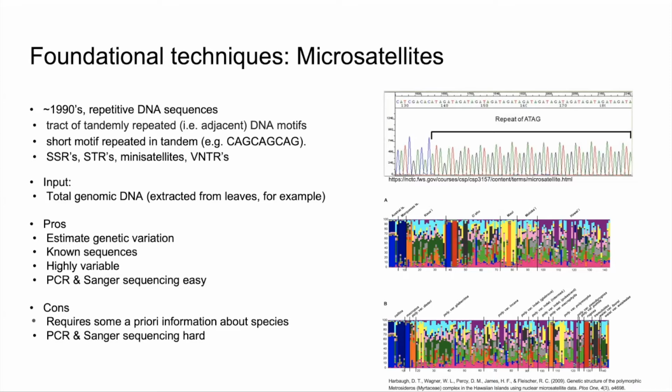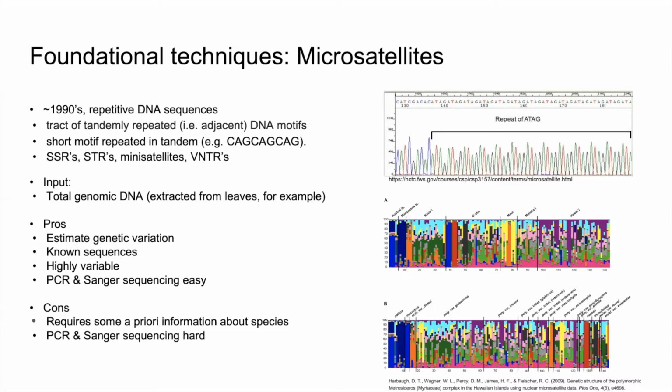And the input to this is that total genomic DNA, again. The pros are that you would estimate genetic variation. They can be really useful for that. And the sequences are known from each sample. And so that is a big change from some of the earlier methods. And these tandemly repeated pieces of DNA are often highly variable, and they can be really variable between populations and also within populations to help you identify individuals. So really useful for genotyping.